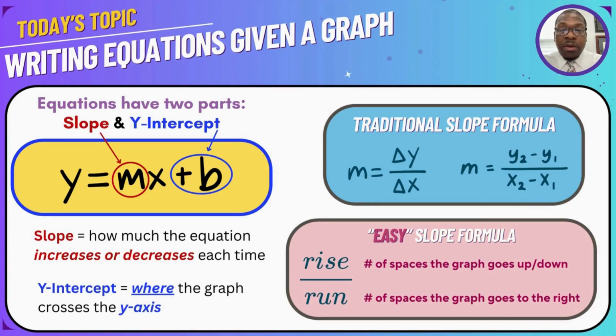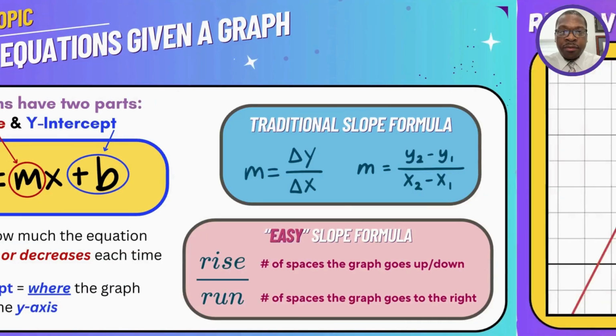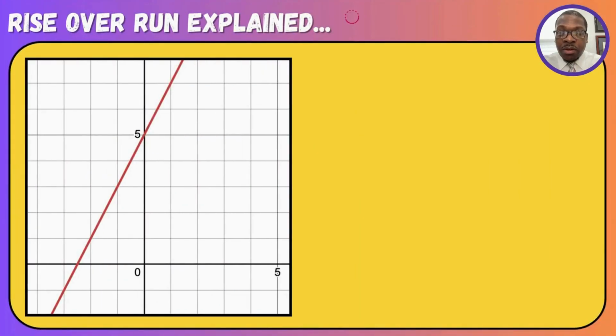Now, with that being said, we're going to take a look at a couple of examples to see if we can come up with rise over run very easily. So let's take a look at a couple of graphs. Okay, so when we have a graph like this, and you can see the graph is in red, we'll just take a look and see what are the easy steps to solve for this.